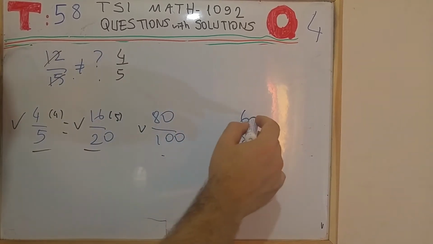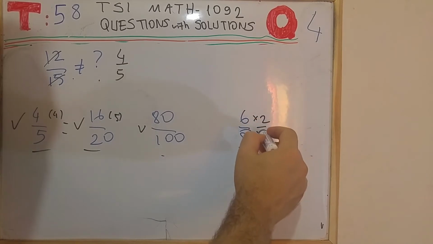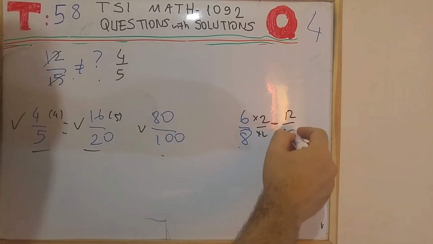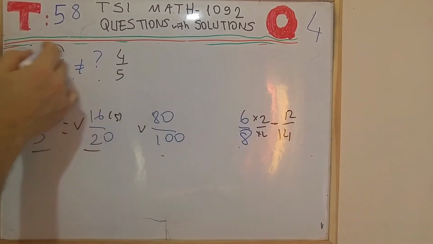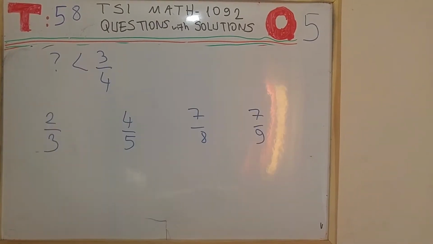Actually, when I expand this by 2, what I would have is equal to 12 over 14, as you see. But what I have at the beginning is 12 over 15, which are not equal to each other.